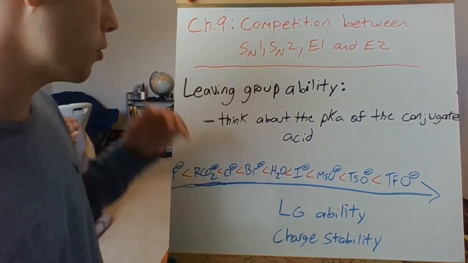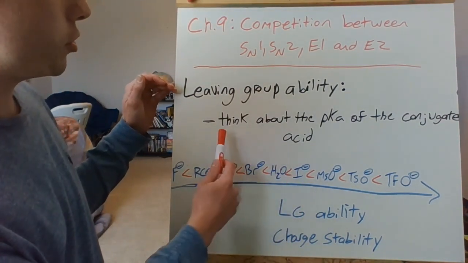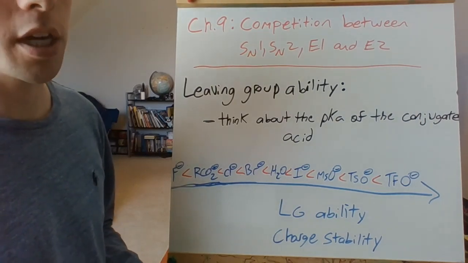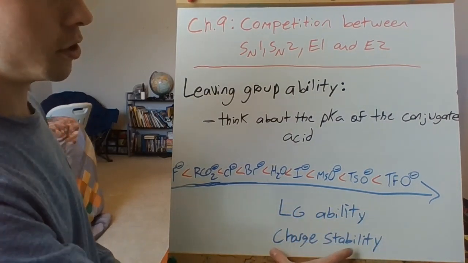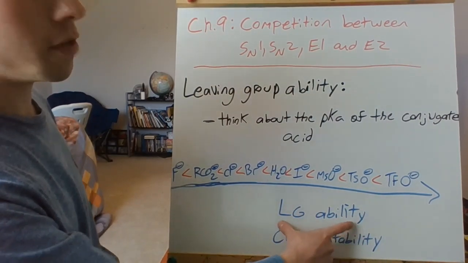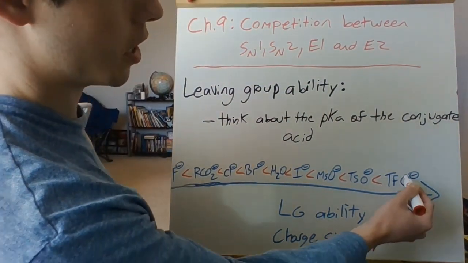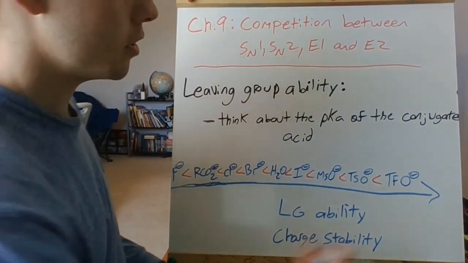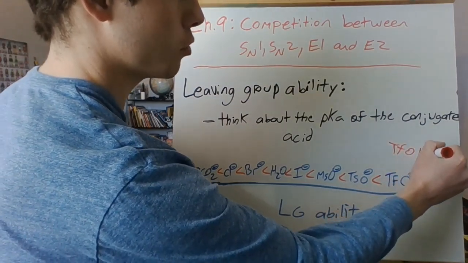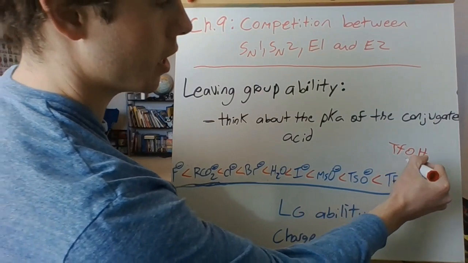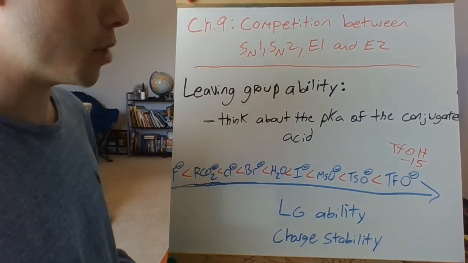So what is a leaving group? It's something that has charge stability, and in general you want to think about the pKa of the conjugate acid of a leaving group. If we look at this chart down here, essentially charge stability correlates with leaving group ability, where Lg stands for leaving group. We have a triflate anion here. If this was our leaving group, we want to think about the conjugate acid, and that would be triflic acid, shown here. The pKa of that is about minus 15, and so that's going to be our absolute best leaving group.